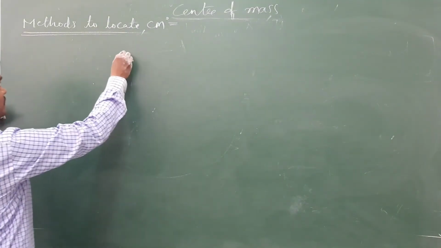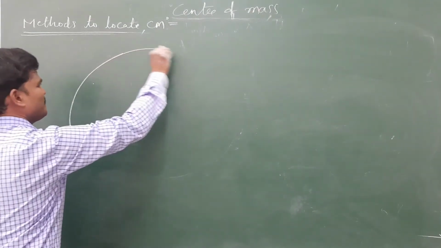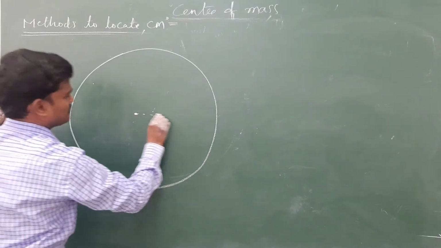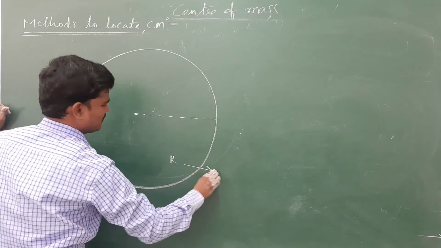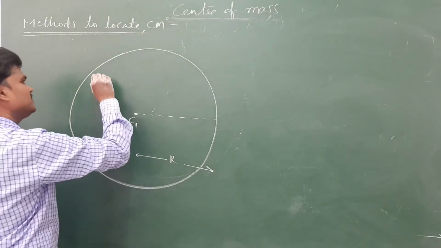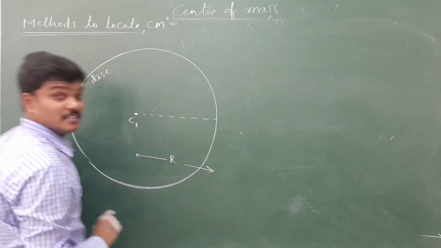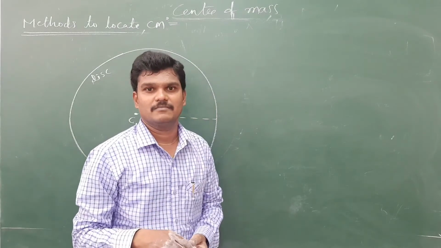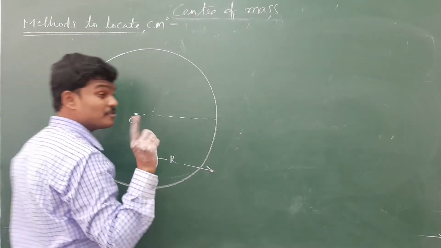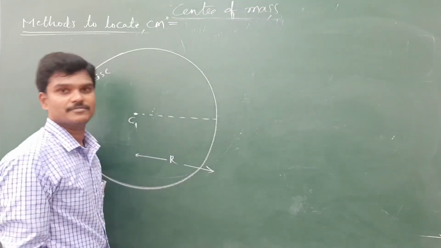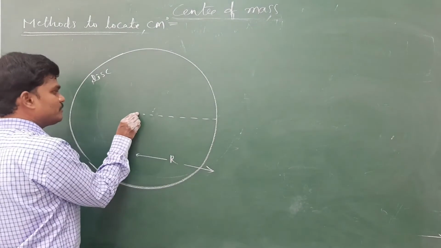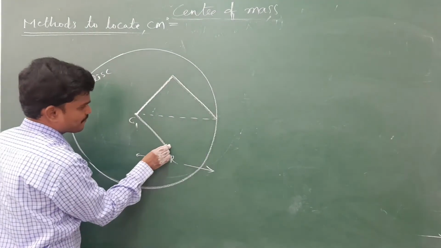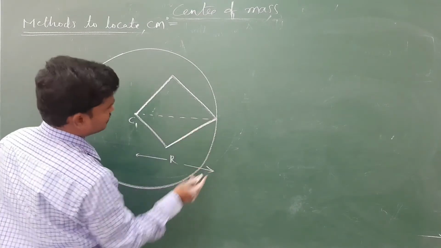Now see, from a circular disc whose radius is R. This is the disc. From a circular disc of radius R, a square plate is cut, such that the diagonal of the square plate is equal to the radius of the disc. Okay, so a square plate is cut like this. This is the square plate.